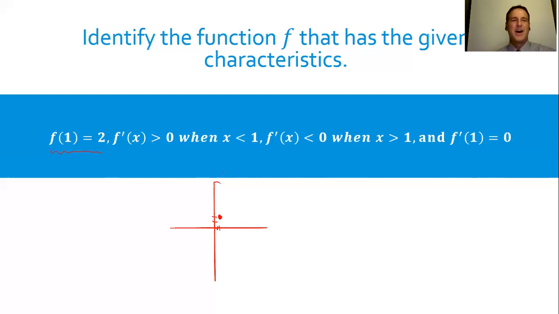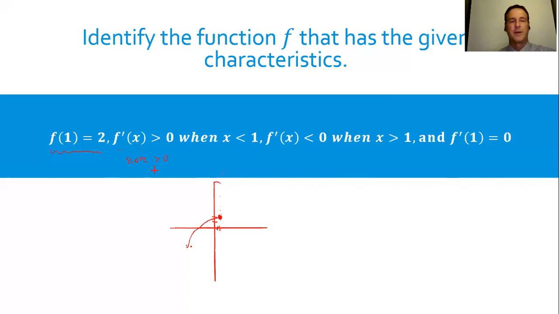The second thing it says is that f prime of x. Now remember what f prime of x is. That is your slope. When your slopes are bigger than 0, which means your slopes are positive, when x value is less than 1. So here's 1. It could go through this. It doesn't necessarily mean that it has to, but your slopes have to be positive.